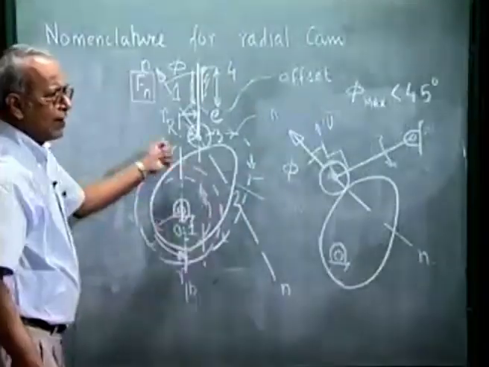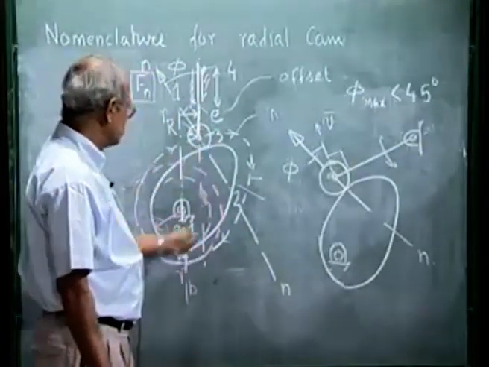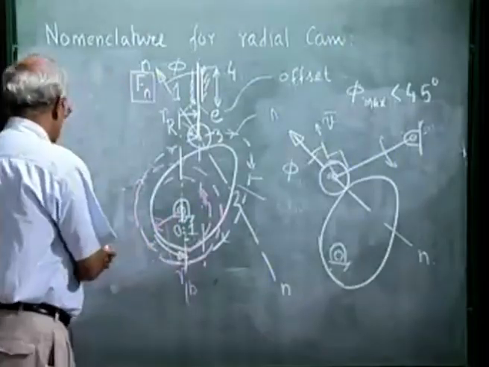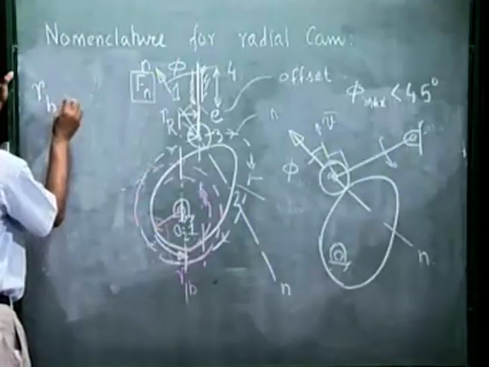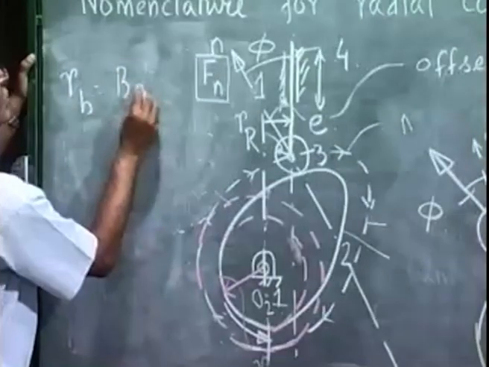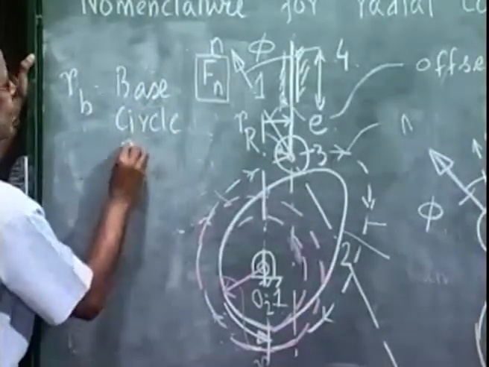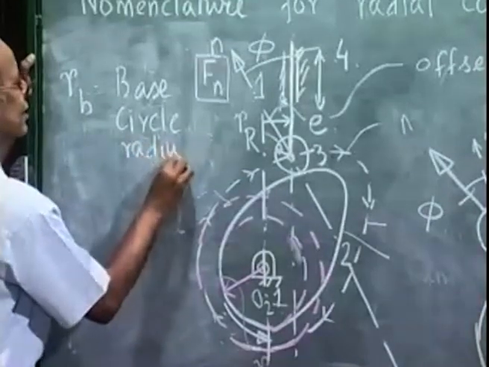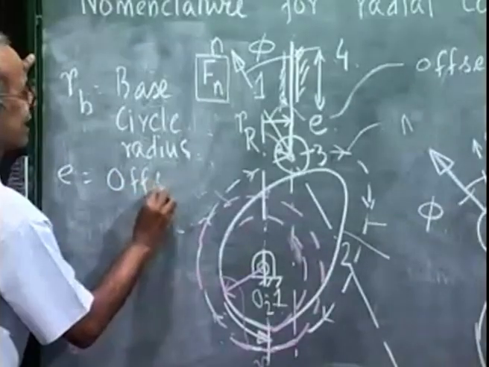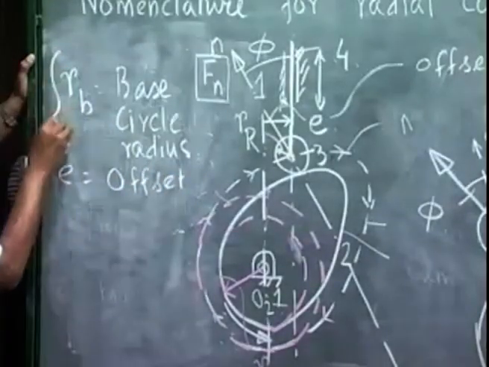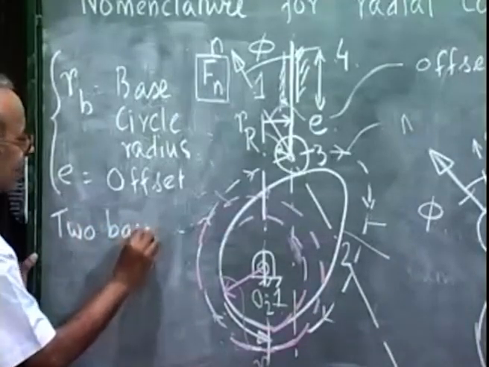Of course, all this we will have analytical expressions later on, that how pressure angle is related to all these other dimensions. So, we have base circle radius Rb, and E the offset. These are the two basic dimensions.